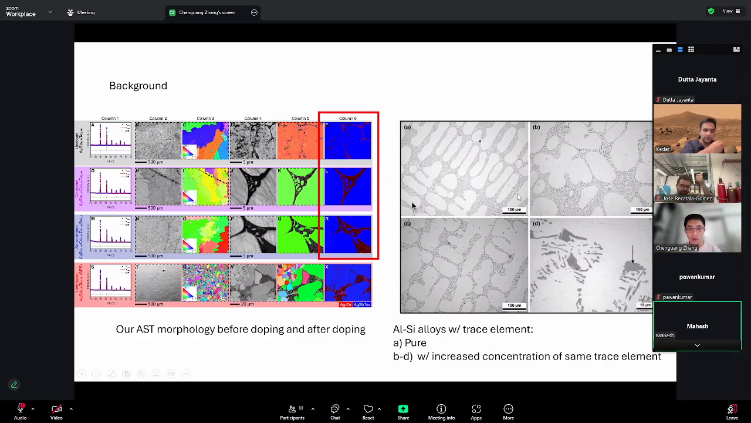Okay. So in our previous work, we already knew that you might see the EBSD data and the interface layer has extended after we doped with some materials, right? Actually, the morphology has been changed.